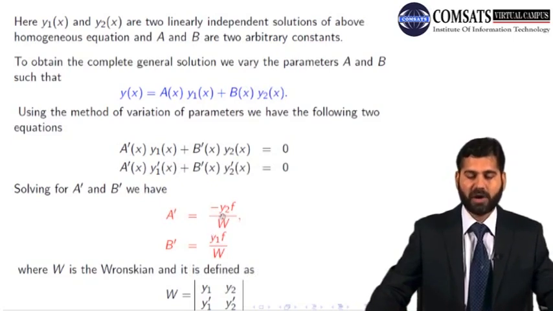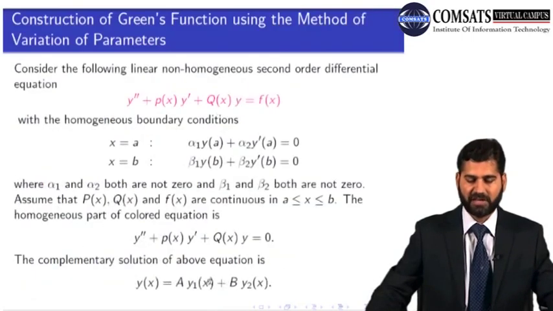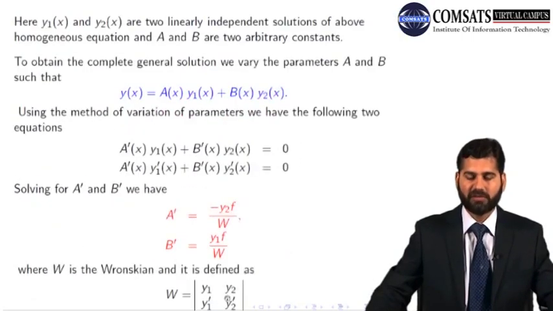a prime is minus y2 f over W, and b prime is y1 f over W, where W is the Wronskian of y1 and y2. The Wronskian is the determinant with rows y1, y2 and y1 prime, y2 prime. Because y1 and y2 are linearly independent, this Wronskian has to be non-zero. If they are linearly dependent functions, this Wronskian comes out to be 0, and these two expressions will not be defined.